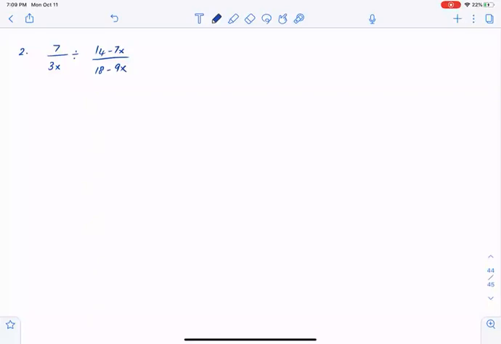So there is nothing I could do with 7 divided by 3x in terms of simplification. But I can rewrite our division by 7 over 3x multiplied by 18 minus 9x divided by 14 minus 7x. We want to see if we can factor and simplify.